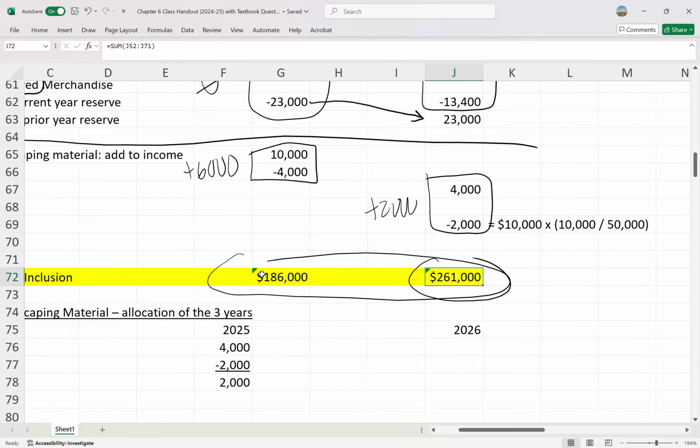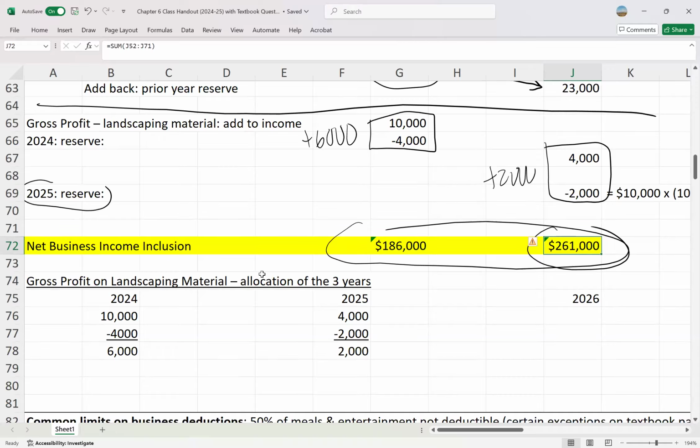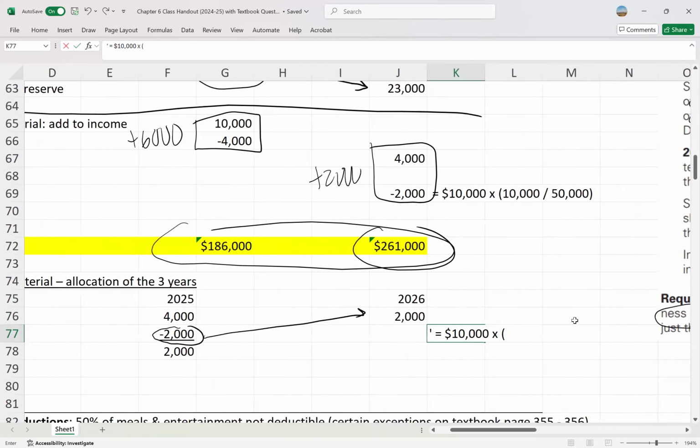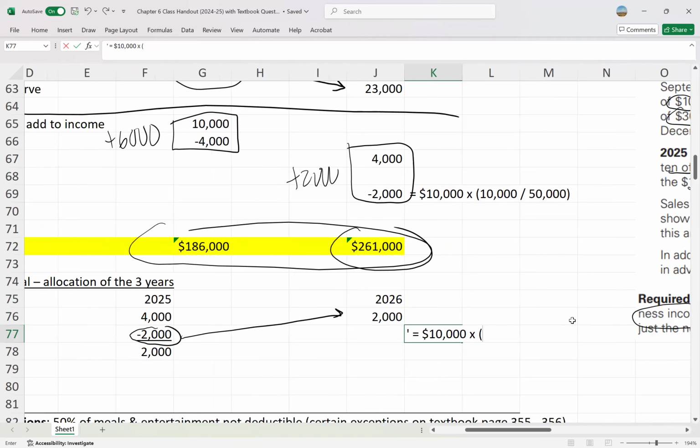I want to show you what happens with the reserve that we took, the 2,000. So the 2,000 reserve that we took on that landscaping material that was sold in 2024, in the following year, we're going to have to add it back. So when we get to 2026, we're going to have to add it back. And then we can figure out, can we take any more reserve in 2026? And the answer is no, because if you look at the calculation, 10,000 times any proceeds outstanding at the end of 2026. At the end of 2026, everything has been received.